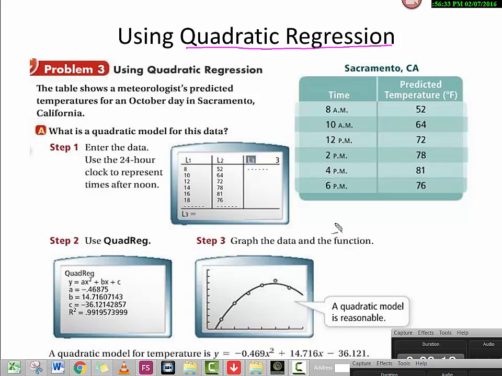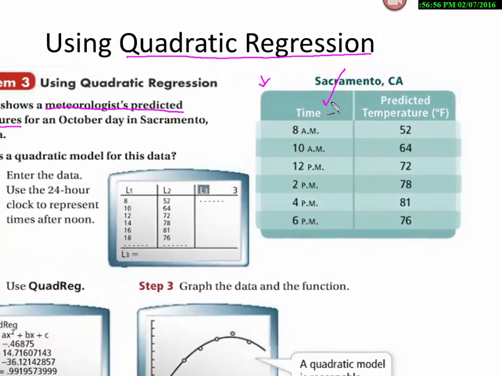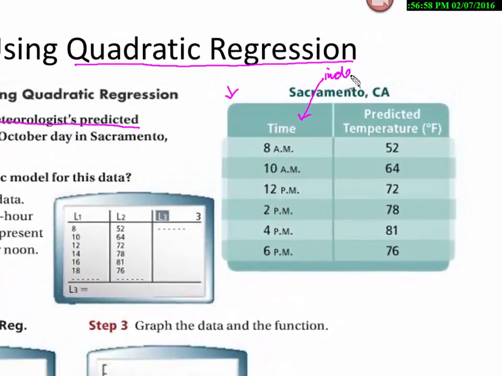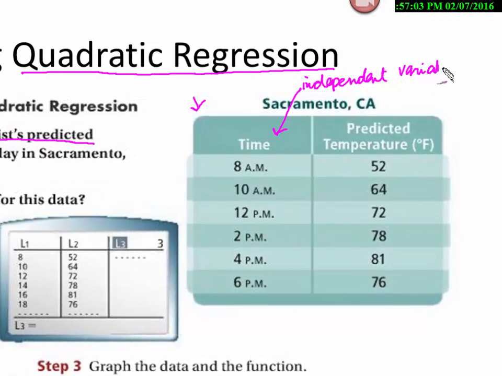So in this case, they give you the table right here, which shows a meteorologist's predicted temperatures. First thing first, you have to understand we are talking about two variables here. The time here, we call it the independent variable, and the temperature here, we call it the dependent variable, because the temperature is dependent on the time. In different times, you have different temperatures.